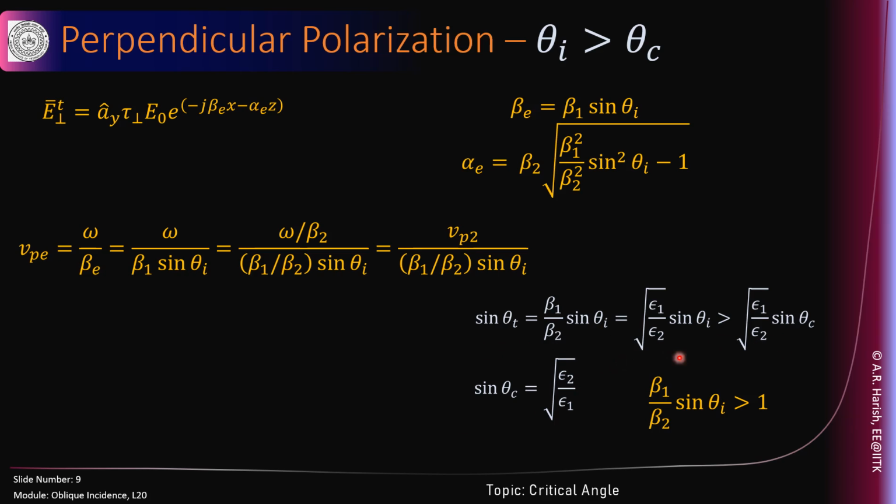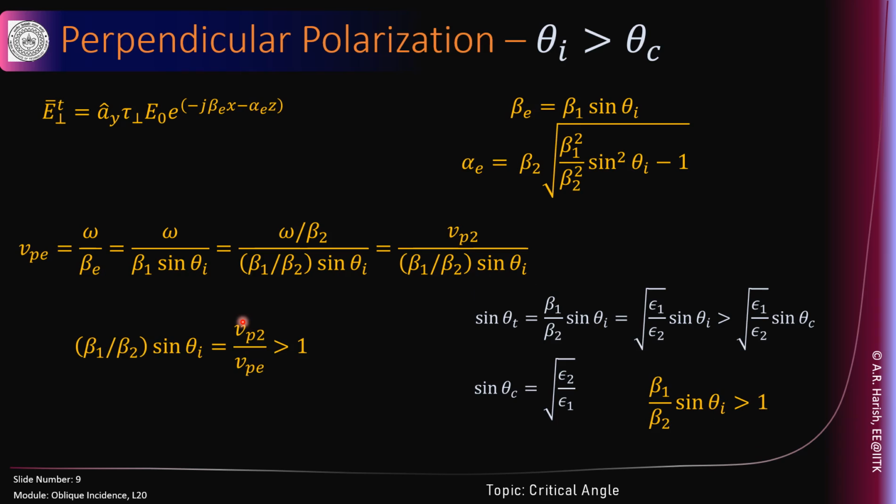We are exactly doing it, but what is very interesting is, instead of taking sine theta t, we will take beta 1 by beta 2 times sine theta I, which will turn out to be greater than 1 because this quantity is 1. If you substitute sine theta c here, this becomes unity. Therefore, we have beta 1 by beta 2 sine theta I is greater than 1. That is, the denominator is greater than 1.